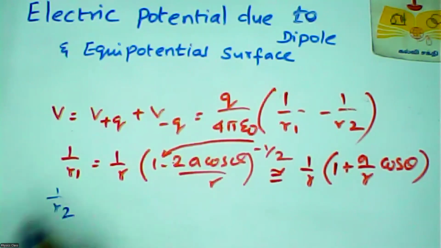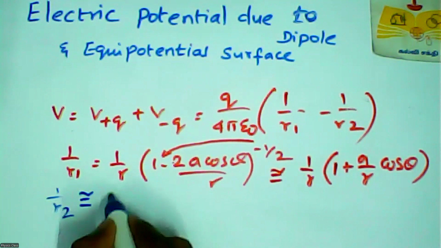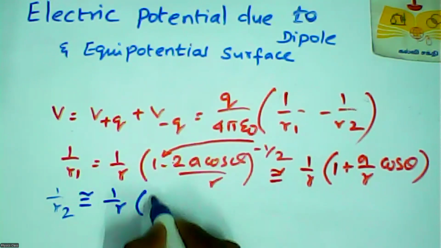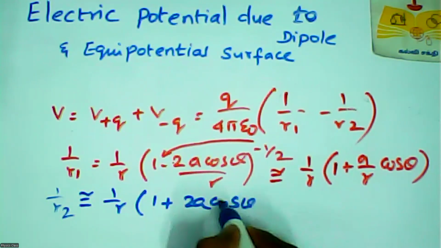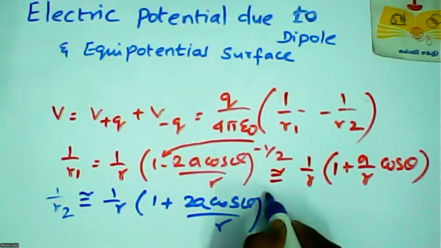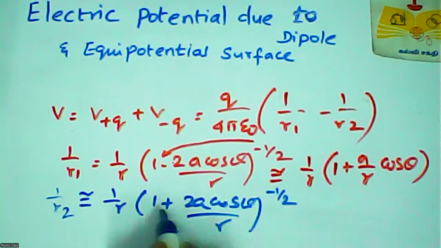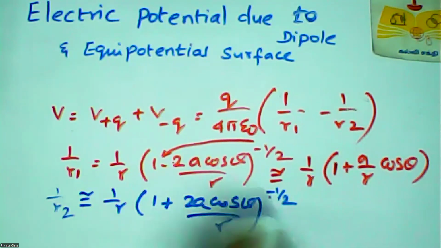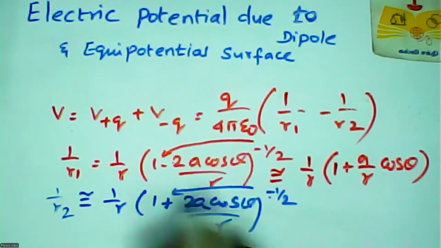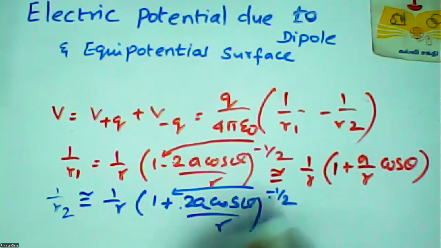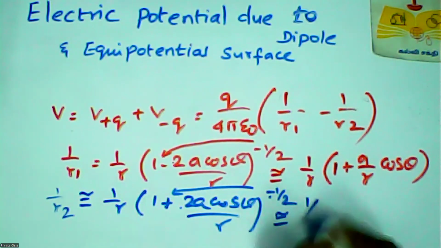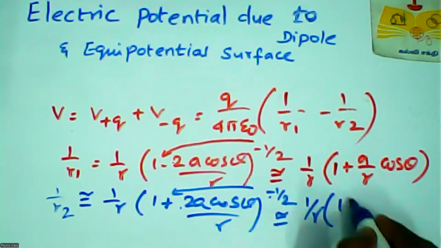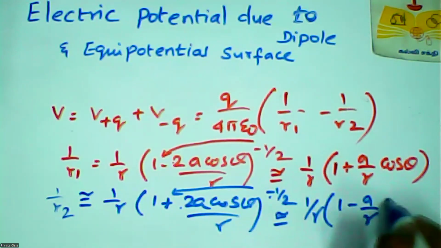For 1 by R2, it is approximately 1 by R into 1 plus 2A cos theta by R minus 1 by 2. So here plus, here minus for the R2. So the minus 1 by 2 goes here and 2 cancel and minus into plus minus. So approximately 1 by R2 equal to 1 minus A by R cos theta.